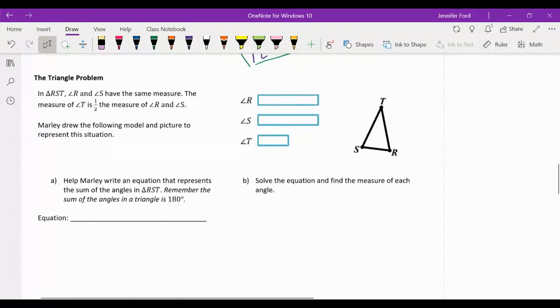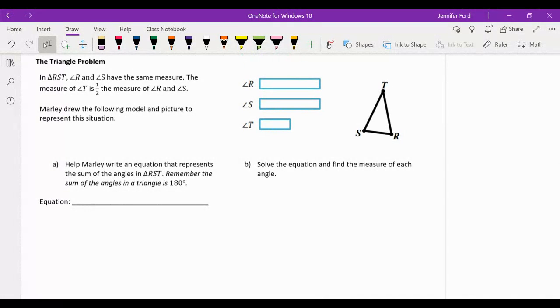Awesome. All right, here we go, the triangle problem. I'm going to say right now, there are 2 ways that you could solve it, and your equation will be different depending on what you choose X to represent. So I'm going to show you both equations, but I'm only going to solve one of them. Either way you do it, the measure of each angle will end up being the same number of degrees. So if you solved it differently than I did, you will get the same answers for the measure of each angle.